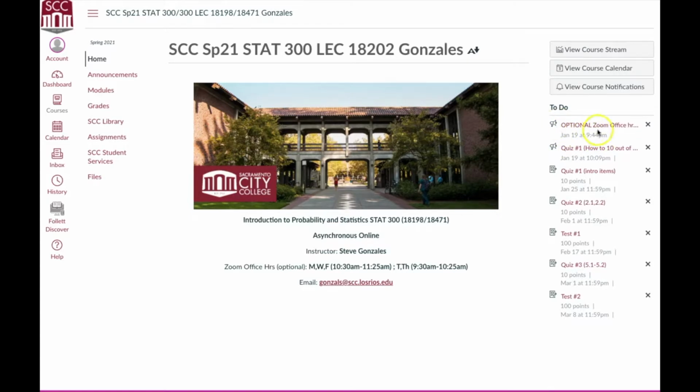For instance, optional Zoom office hours. They are Monday, Wednesday, Friday from 10:30 to 11:25, and Tuesday, Thursday, 9:30 to 10:25. Once again, these are optional Zoom office hours, and you just go over here, click on this button, and there is a Zoom link for you to link into to attend that office hour.